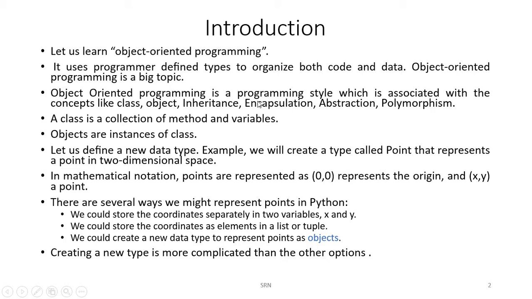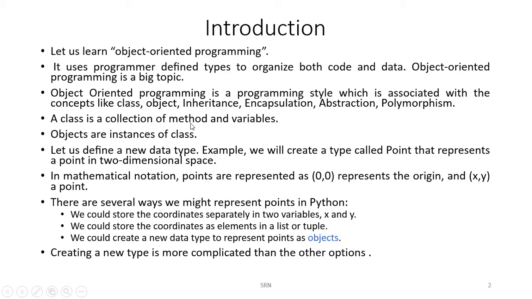These object oriented programming languages have many things associated with them like class, object, inheritance, encapsulation, abstraction, polymorphism. We're not studying all this right now. Just try to understand what is a class and what is an object. A class is a collection of methods and variables, that is, we should be able to represent the objects and the operations that can be performed on them.